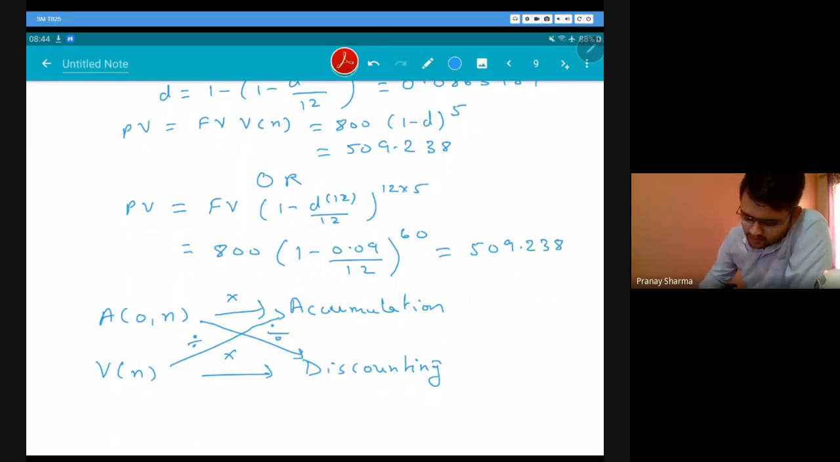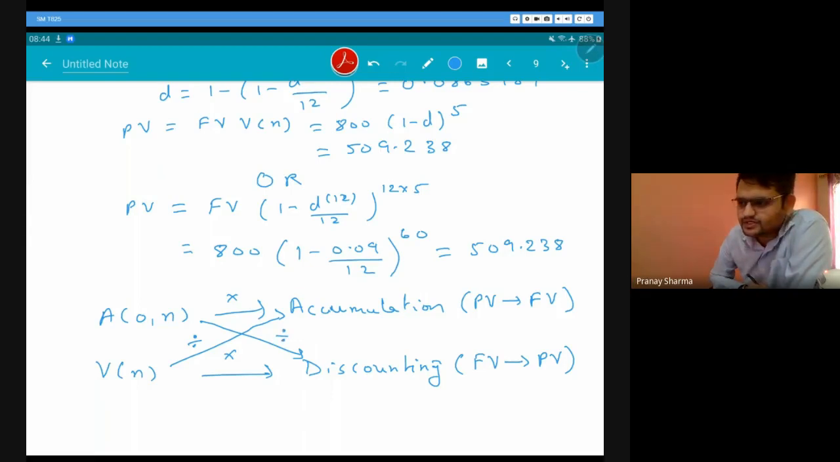So whenever we talk about accumulation, present value is given and we need to find future value. So we are trying to find future value from present value. And in discounting, future value is given and we are trying to find present value. It's just a small concept, but we might get confused in the beginning. When are we dividing, when are we multiplying, it gets a little bit confusing.